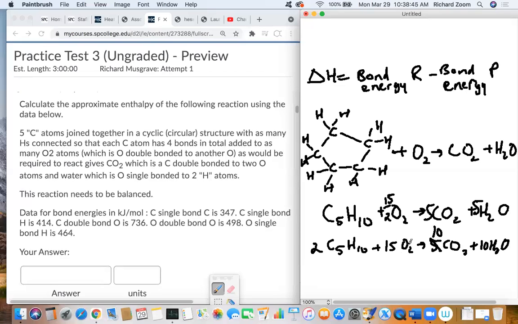Does anybody have any questions? It's not like we haven't done this before. We did this back in test 2, balancing hydrocarbons. So I don't want to hear stories of people saying, oh, I've never seen this before in my entire life. Any questions?